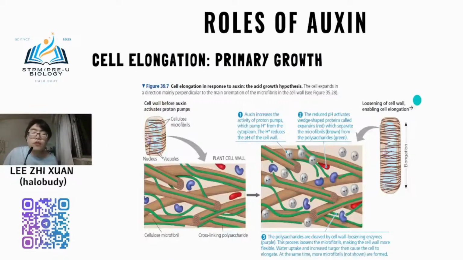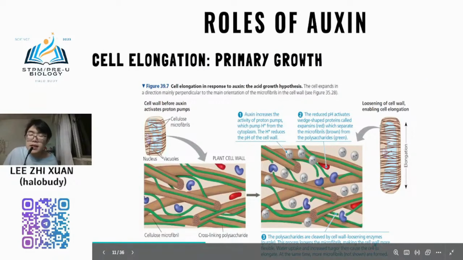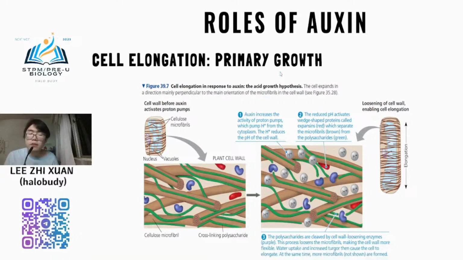Now we go to the function of auxin. This is a very important part. What about the function of auxin? The primary function that I already mentioned before is cell elongation, primary growth. Primary growth is the main function for auxin.